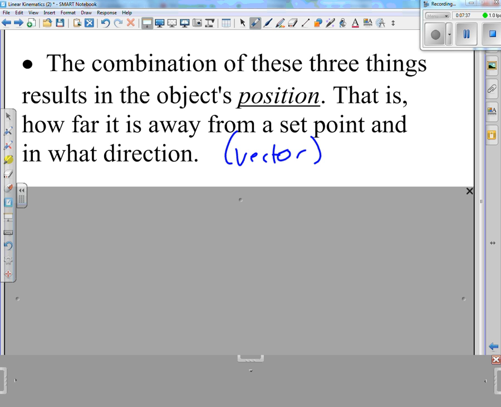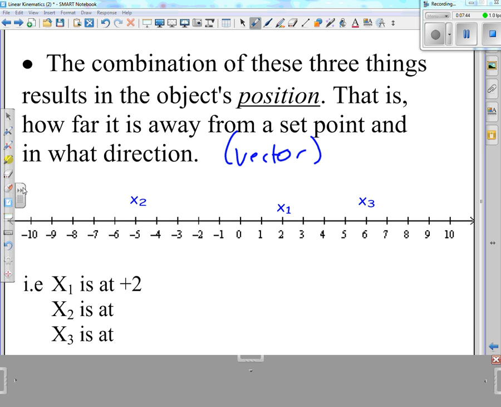Okay. We don't normally talk about things in words. Normally we talk about things on a position line. So, you have there your position line. You have three things marked. Three positions. I gave you the first one. X1 is at +2. My goodness, nothing could be easier than this. X2 is at -5. And X3 is simply at +6.